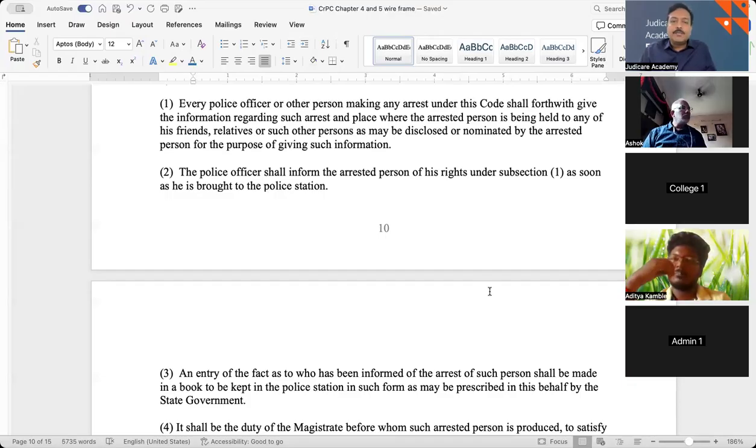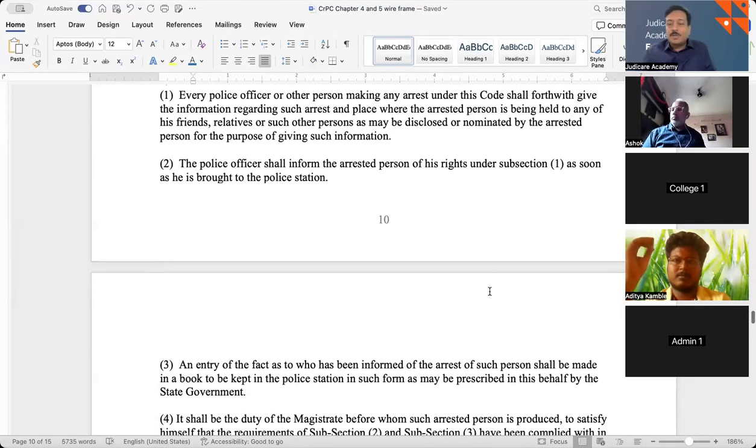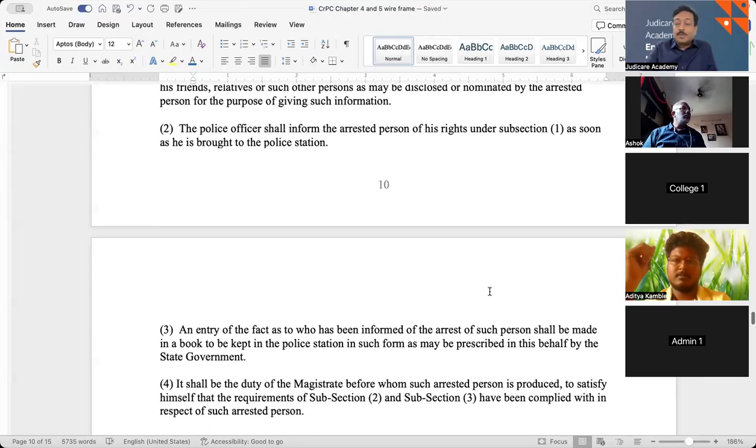The police officer shall inform the arrested person of his rights under subsection 1 as soon as he is brought to the police station. So they come back and say, hey, we have arrested you, and it is an obligation for us to inform somebody. Tell me, whom should I inform? So immediately you have to do it. These things have to be done immediately, like the previous section, it has to be done immediately.